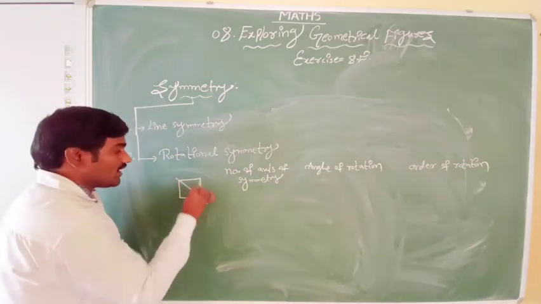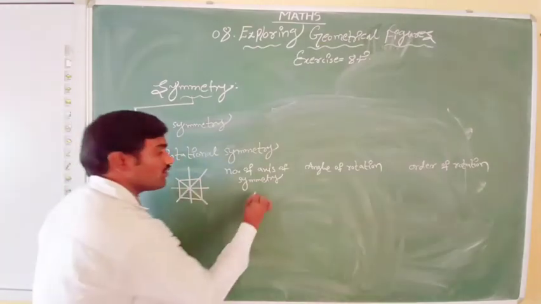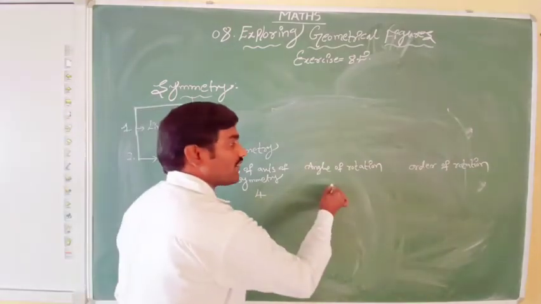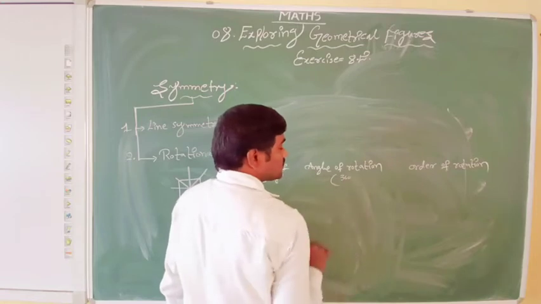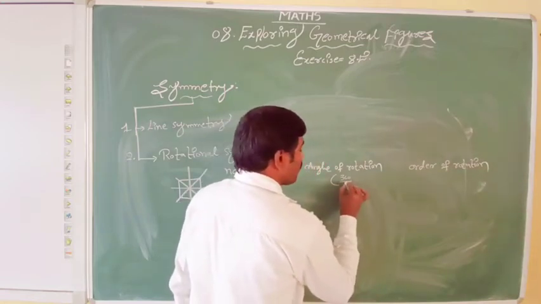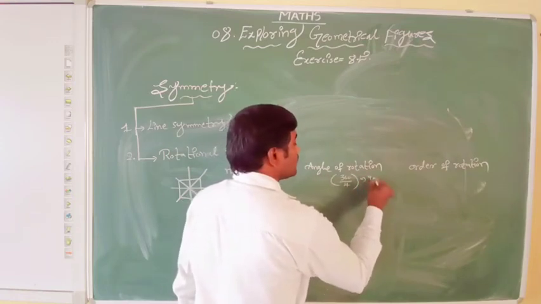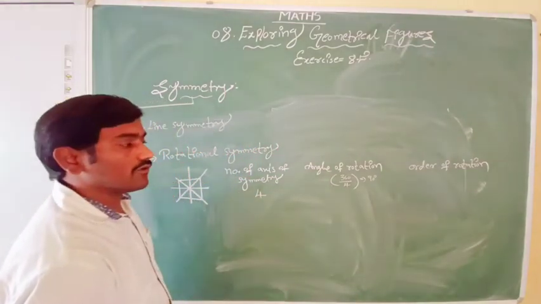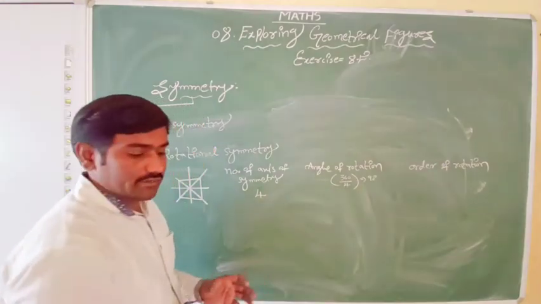You know that a square can be divided diagonally, vertically, and horizontally. It has 4 axes of symmetry. The angle of rotation formula is 360 degrees divided by 4, which gives us 90 degrees. So the angle of rotation is 90 degrees.